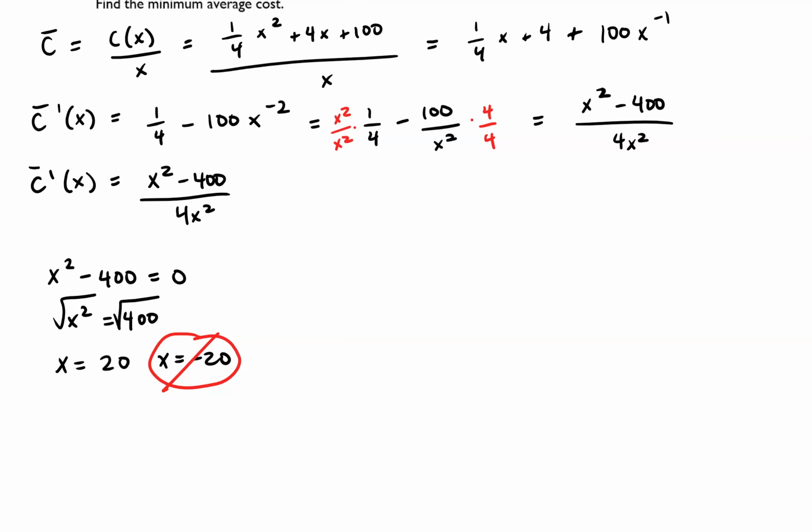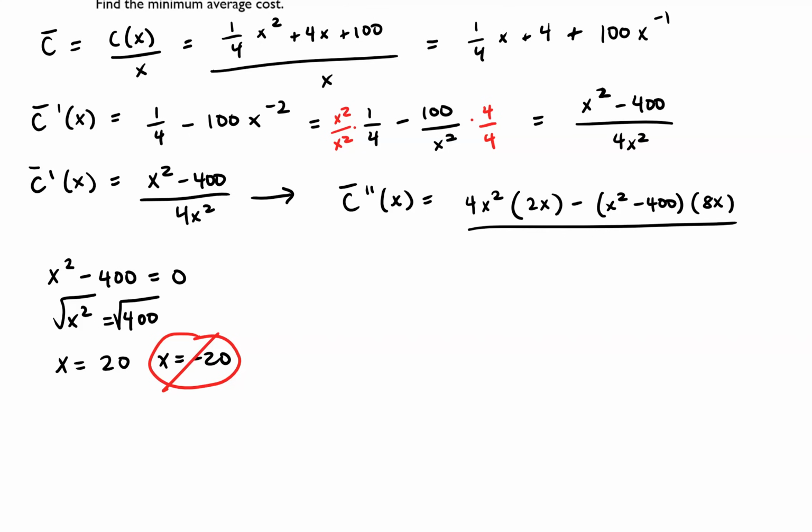Now, we want to use the second derivative test like we've been doing, so I'm going to find the second derivative of the average cost function. So we want to do bottom times the derivative of the top minus the top times the derivative of the bottom over the bottom squared.